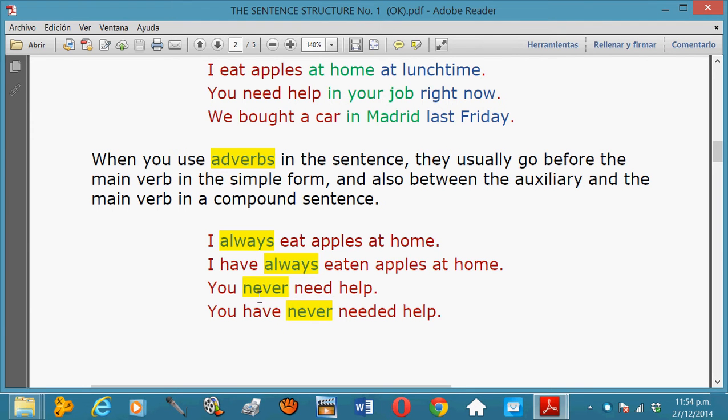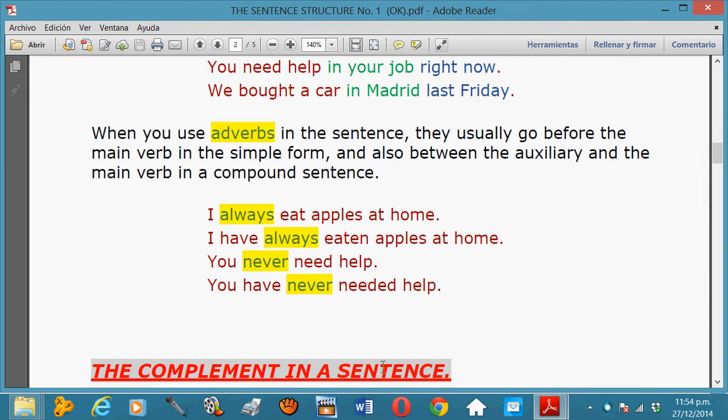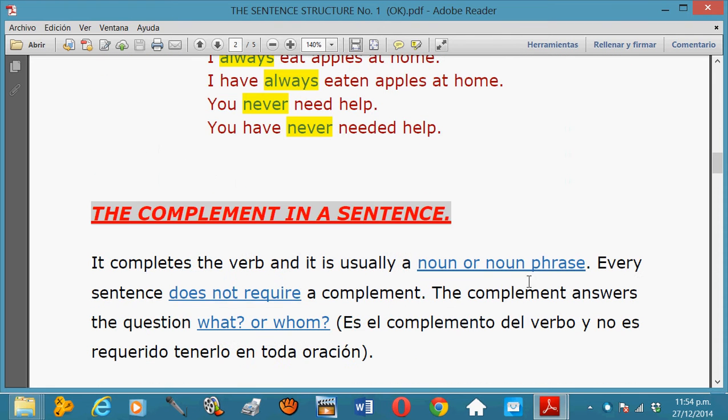In this case, I'm using the adverb never before the action word need. Okay? Not that, need is a non-action verb, I'm sorry. You have never needed help. The same thing here. I'm using the adverb never after the auxiliary and before the verb of the sentence. Okay?